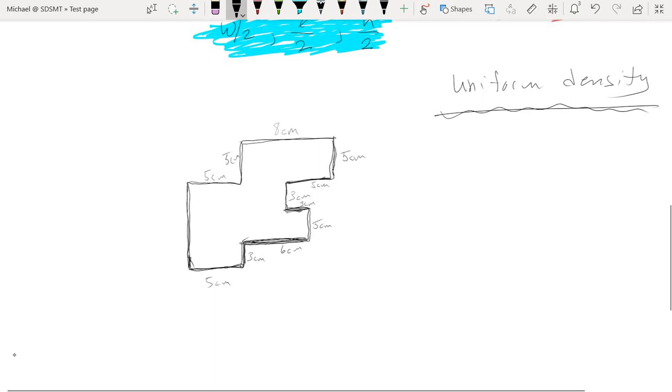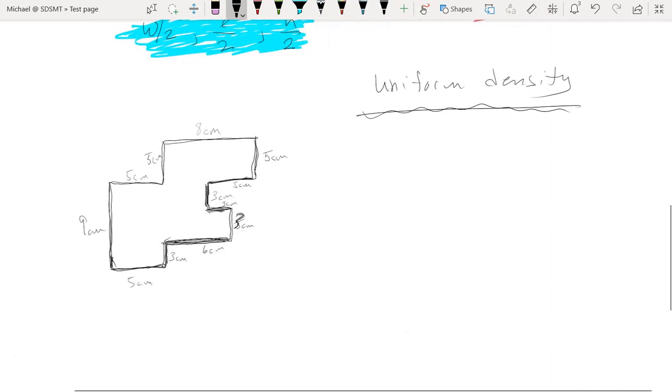And then we have 3. This actually looks more like 3. So 3, 3, and 3, so this should be 9 centimeters. Okay, so we need to make sure that the measurements of the top match the measurements of the bottom, and that the left match the right.